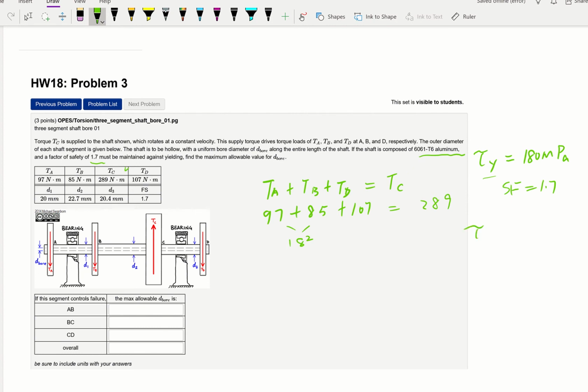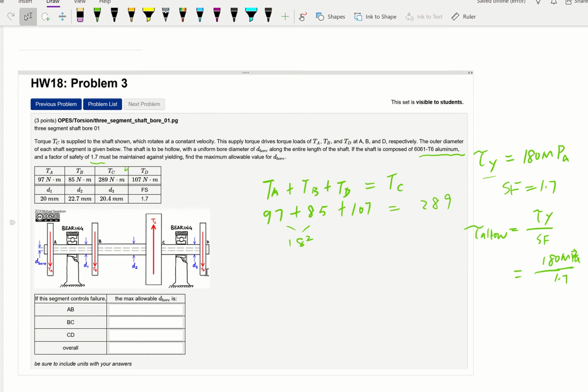And then what will be our allowable? Allowable is going to be this yield strength over the safety factor. So we will have 180 megapascal over 1.7. That will be the allowable strength for this bar. And now, like we said, this has been divided into 3 different sections.